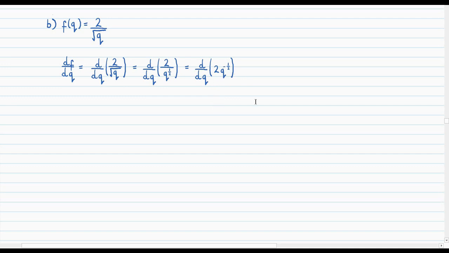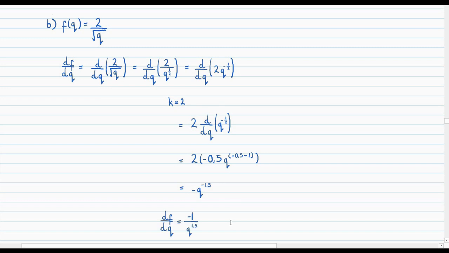Now we can apply the different rules. First, the term has a coefficient, so we can bring it out. Then apply the general rule, bringing down the negative half and subtracting 1 from the power. And this finally gives the answer as minus q to the power of minus 1.5. And if you want, you can bring the negative power back down as a denominator, giving df over dq as minus 1 over q to the power of 1.5.